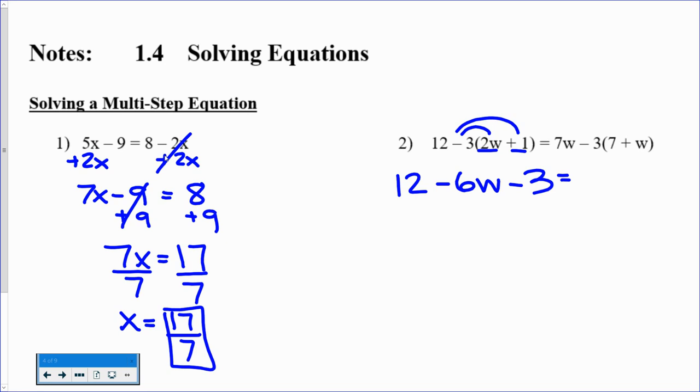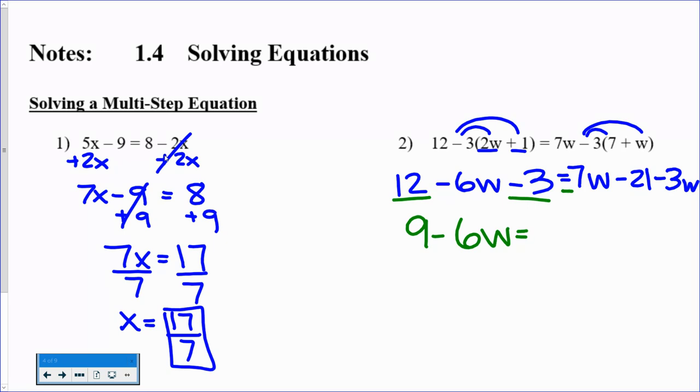On the other side, I've got that 7W in front, then I should distribute that negative 3. So I'll have negative 21 minus 3W. And then from here, I'll go ahead and combine like terms. Now, the steps that I take might not be the exact same steps you would be taking in this order. That's okay. I like to combine my like terms that are on the same side. So 12 minus 3 would give me 9. And then I have that minus 6W. I have 7W minus 3W that I can combine to get 4W minus 21.